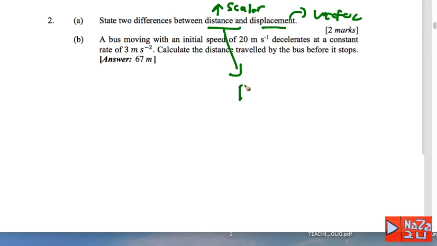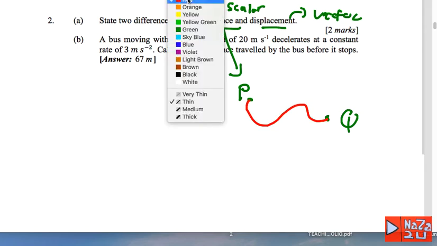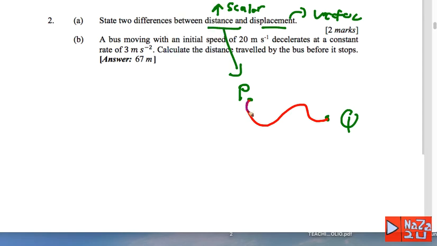Okay, let's say you have point P and point Q, and this is the path from point P to point Q. So if you calculate the distance here, you must measure the real path here, right?